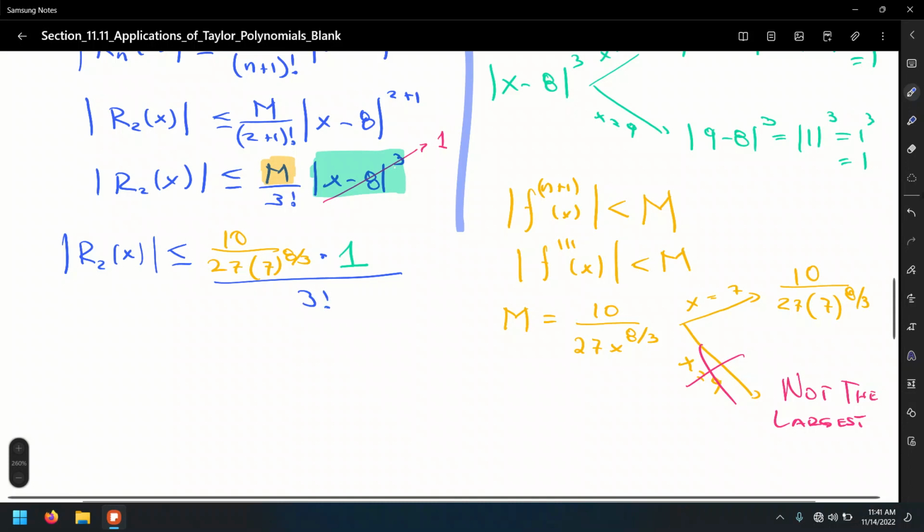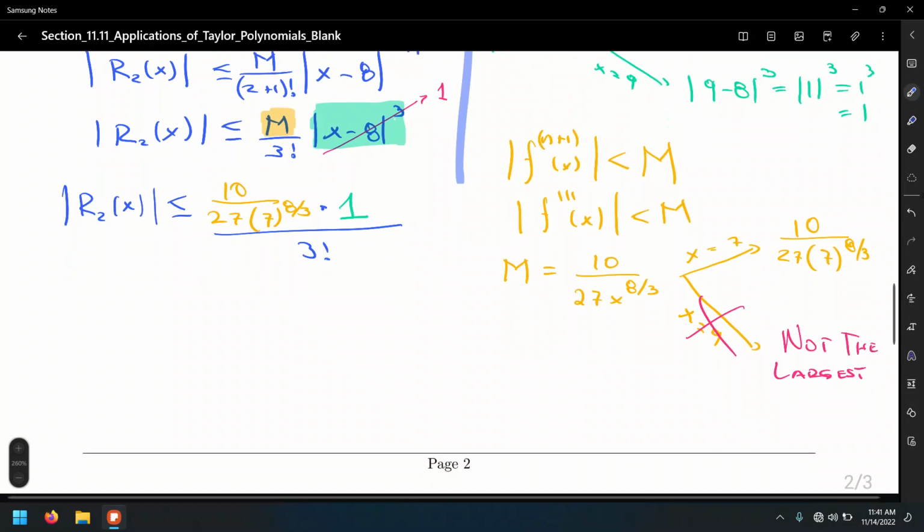Let's just rewrite this in a nicer way. 3 factorial, which is 6, fraction inside a fraction, that's a complex fraction, and that's less than or equal to 1 times 10, that's just a 10, over 27 times 7 to the 8/3 times 3 factorial, which is 6. And guys, here is where I differ with the book.